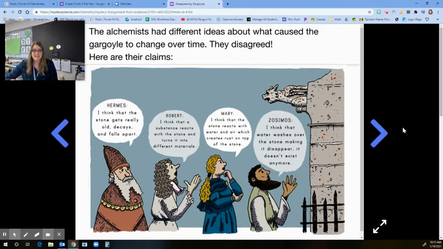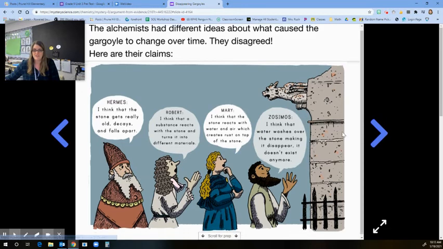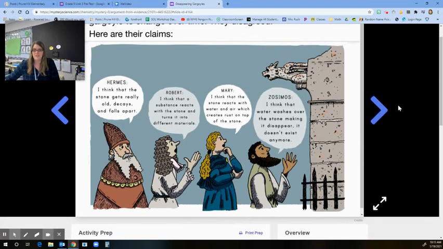So Hermes: I think the stone gets really old, decays, and falls apart. Robert: I think that a substance reacts with the stone and turns it into a different material. Mary: I think the stone reacts with water and air, which creates rust on top of the stone. Zosimos: I think that water washes over the stone, making it disappear. It doesn't exist anymore. So those are their 4 thoughts.